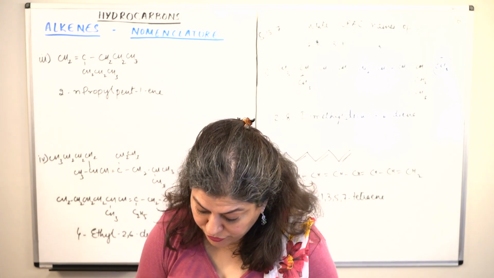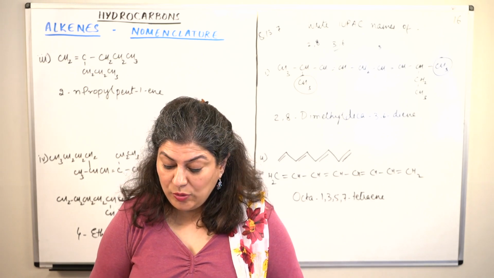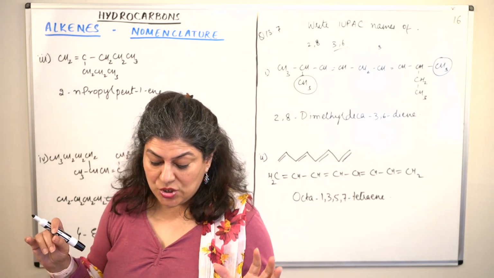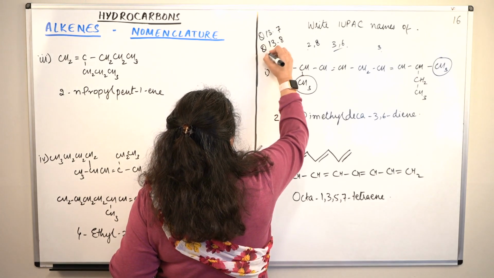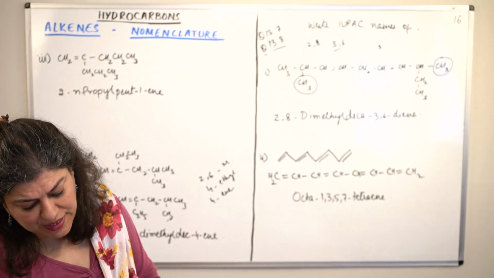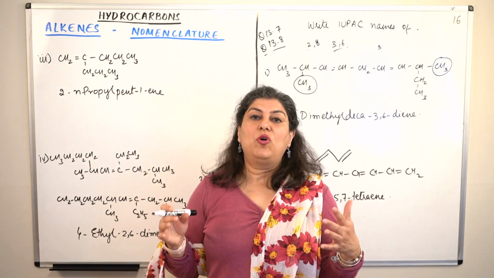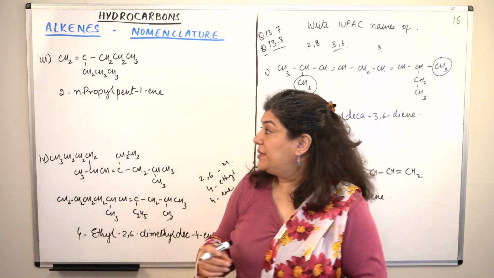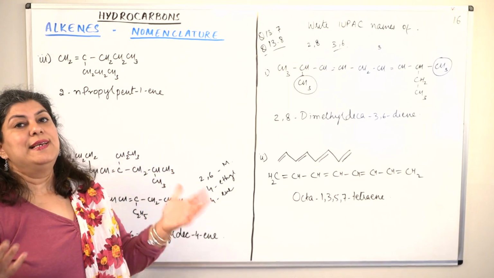Now the next question, problem 13.8, says that you have to calculate the number of sigma and pi bonds in all these structures. In order to write down the number of sigma and pi bonds, the pi bonds are always equal to the number of multiple bonds, and the rest are all sigma bonds. Even between the two carbons which have a multiple bond, which have a pi bond, the sigma bond still exists.